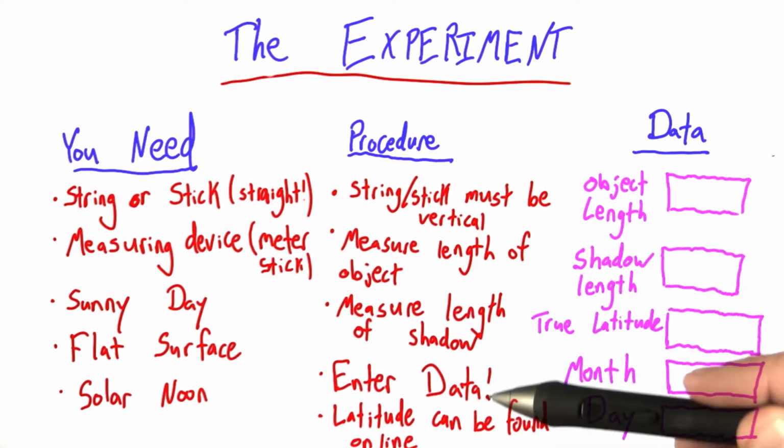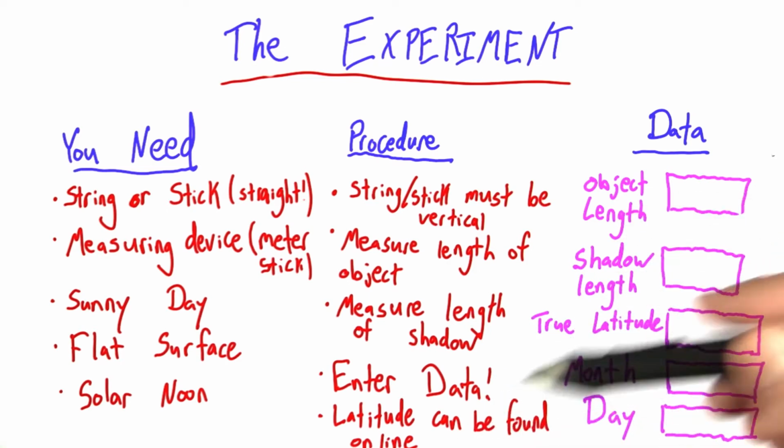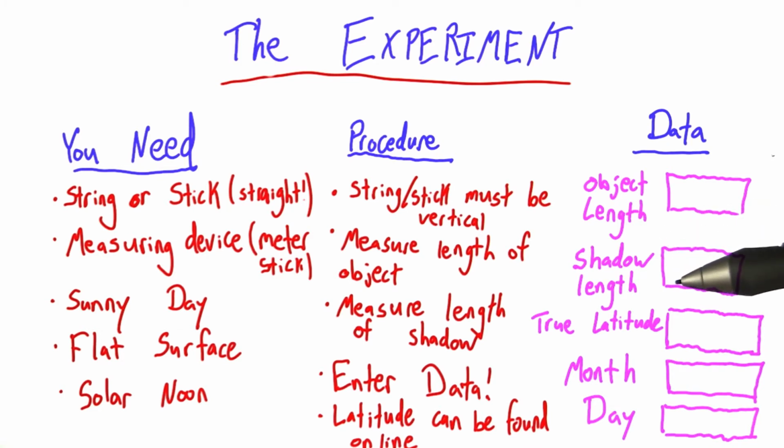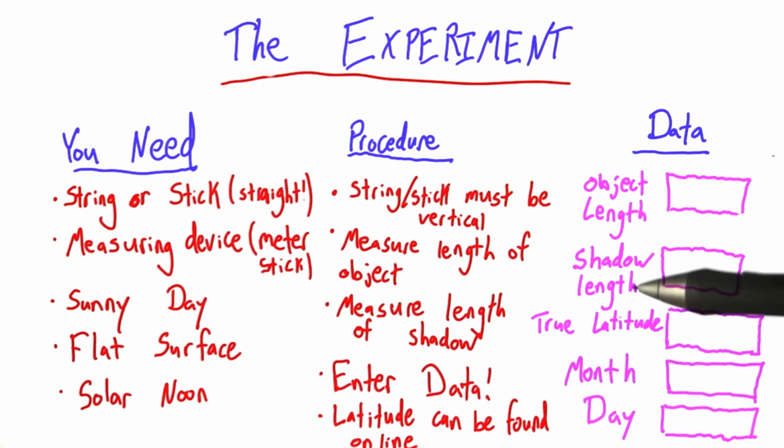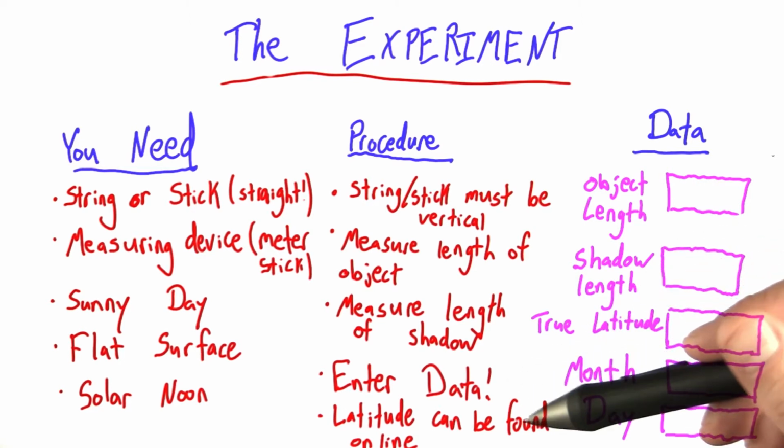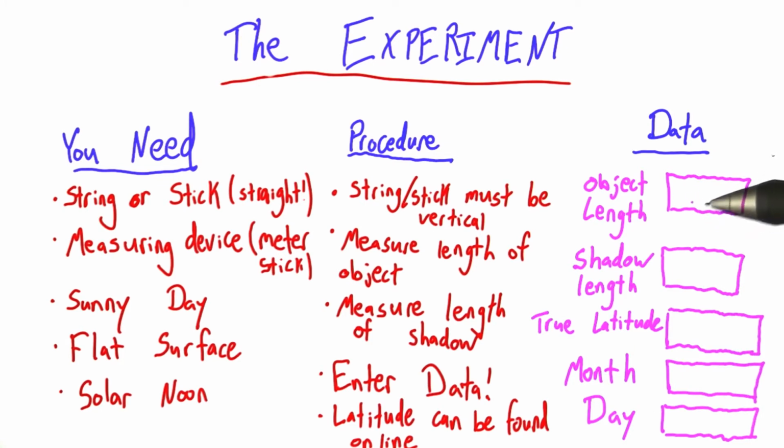Now, entering data, well, what data do you need to enter? We're going to be doing this experiment a little different than Eratosthenes because I don't want you to have to use a camel to measure distances between nearby cities. So instead what we're going to do is you're going to enter your object length and just enter a number. You don't need to enter any units because, like we said, they don't matter. Shadow length, enter that. Enter your true latitude. So this is the actual latitude of where you do the experiment. And you can find this in a link below.